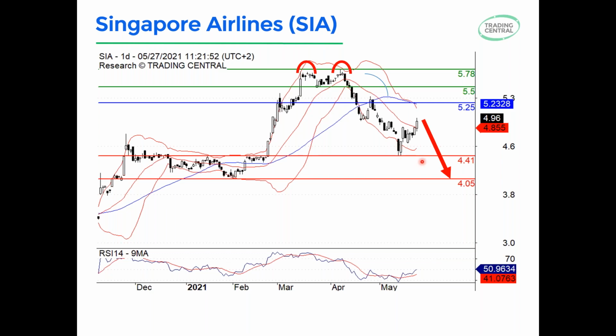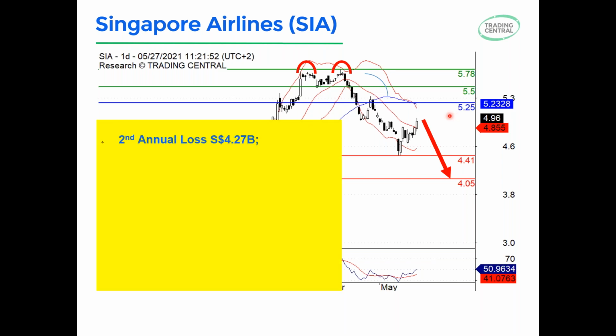Okay, for the past several sessions, yes, we see a rebound, but as I mentioned in other stocks on which we are bearish, I'm not very bullish on this one at the moment, and have to see it cross back above 5.25 Singapore dollars to make it a bull call. Now we have to wait and see. You know what? For the past financial year, Singapore Airlines reported a 4.3 billion Singapore dollar net loss, huge. Much bigger loss than expected, and much bigger than the prior year. So for 2 years, this airline company is making a loss.